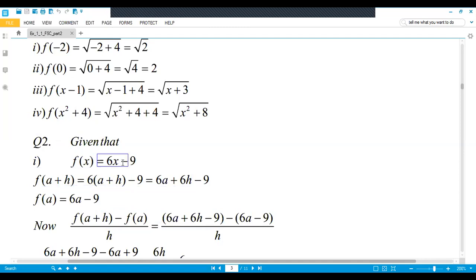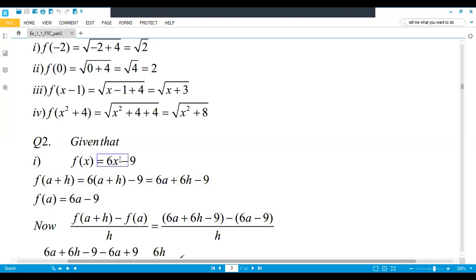In the given question, where we find x, we put a plus h: 6 into a plus h minus 9. Now open the bracket: 6a plus 6h minus 9. So you have to find f of a plus h in this way.